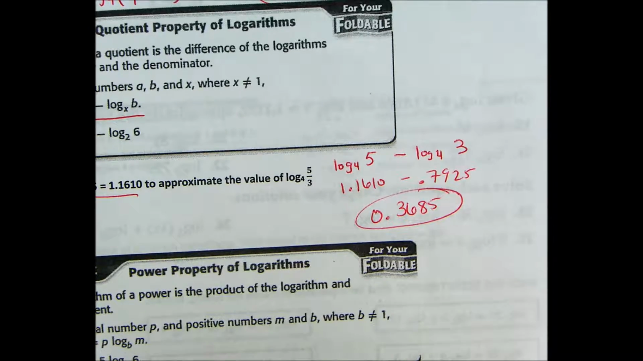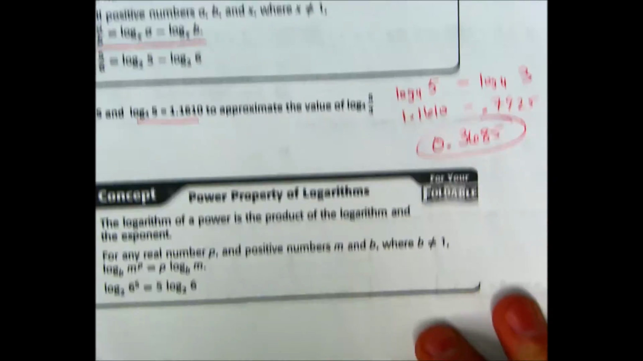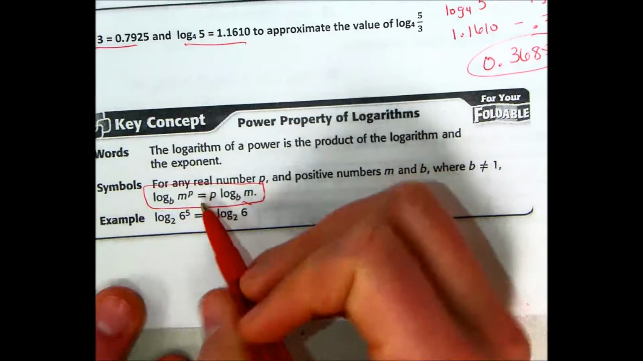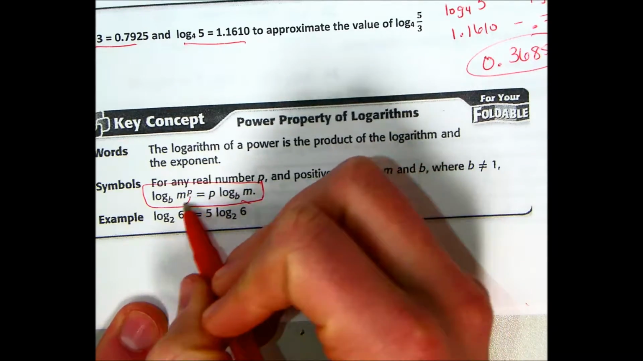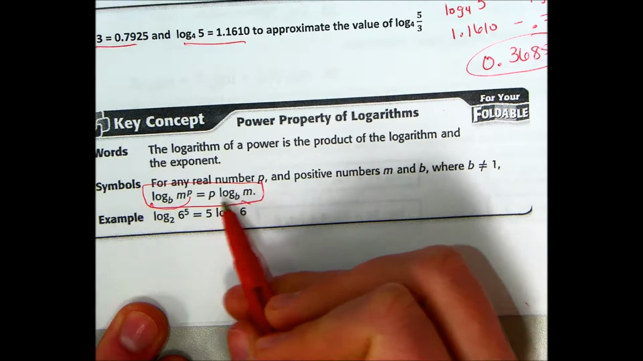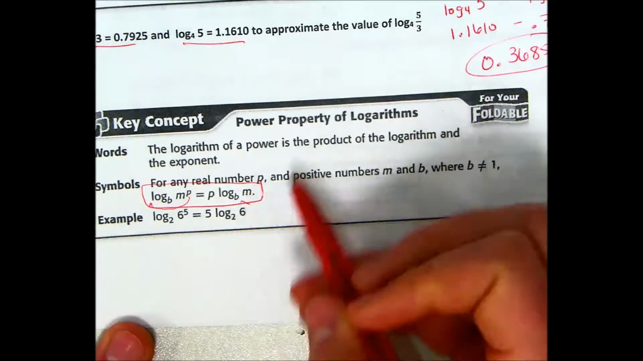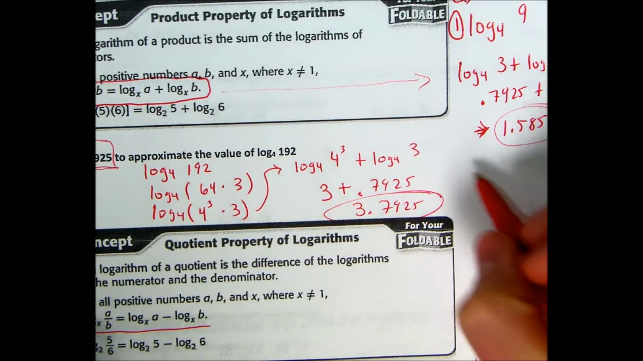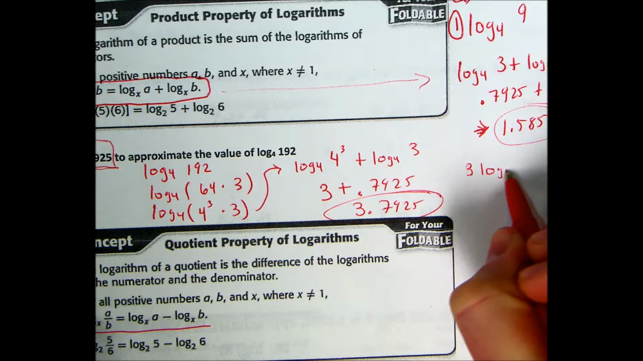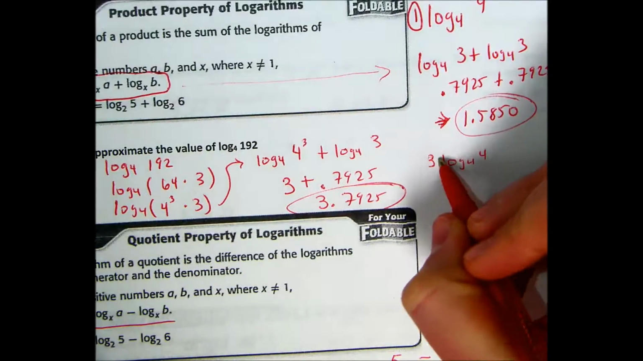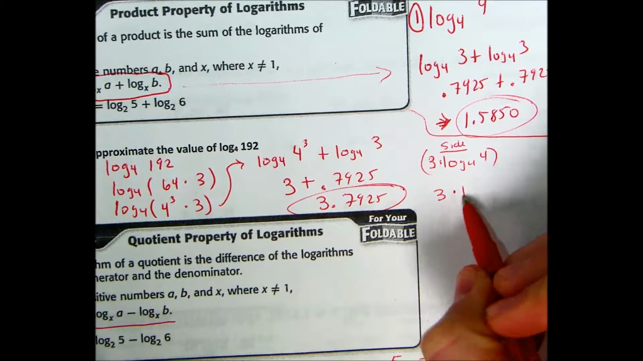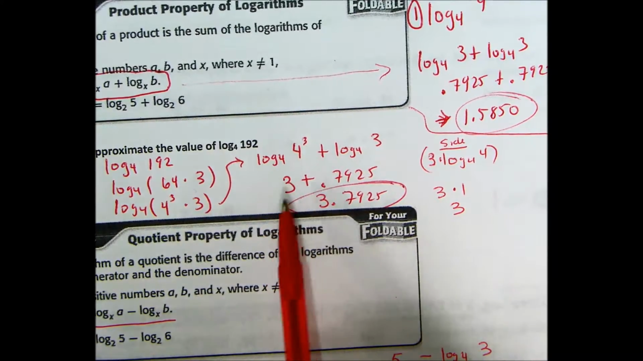Now the power rule is interesting. That's this right here. The fact that if you have something to a power, you can just pull it in front of the log, and then it's multiplied with the log. So why is this helpful? Let's go back to that first example. If I pull this now, I really have 3 times log base 4 of 4. So this is just a little side work, which is 3 times 1, which is 3. So that's how we get the 3. That's why that works out so well. Okay? That's this property. Right, let's go flip the page. We'll do some more examples.